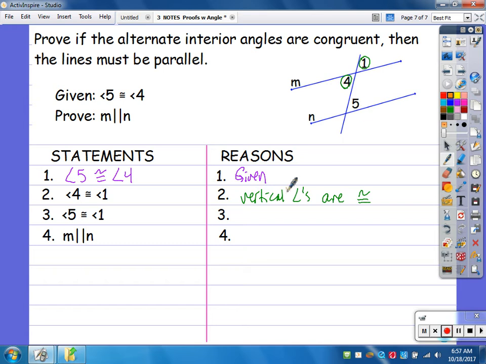But if I look at my statements here, I know 5 is congruent to 4, 4 is congruent to 1. So again, we've got that transitive property happening here, because if 5 is the same as 4 and 4 is the same as 1, then 5 and 1 have to be the same, which is right here. So our reason for this is the transitive property of congruence.